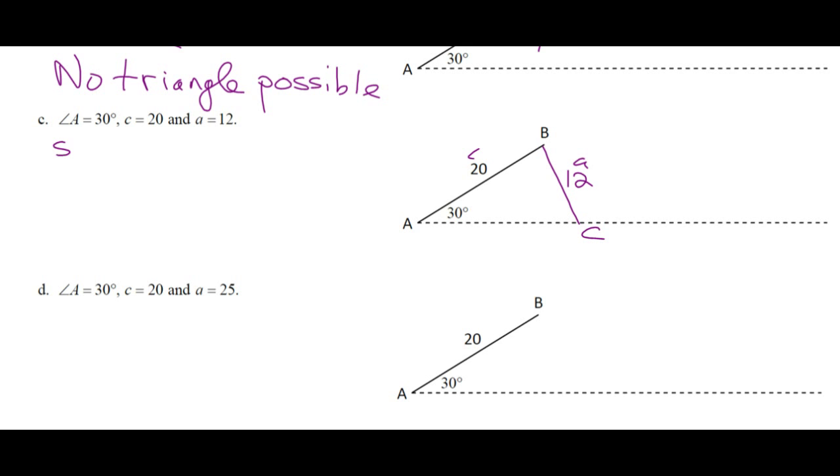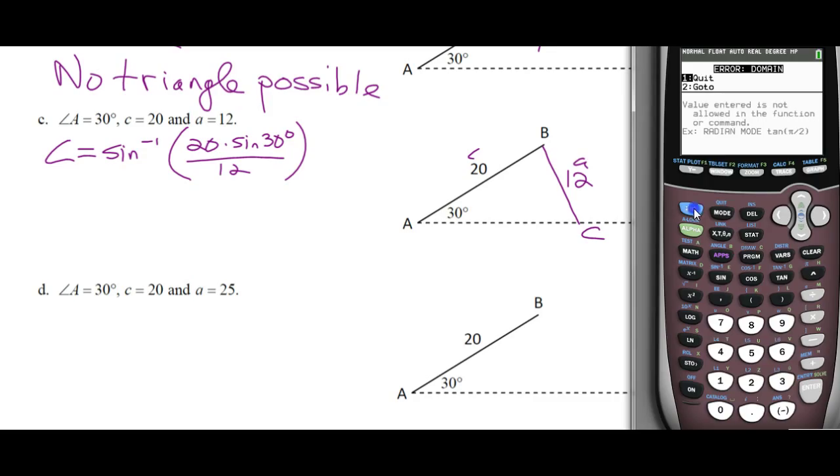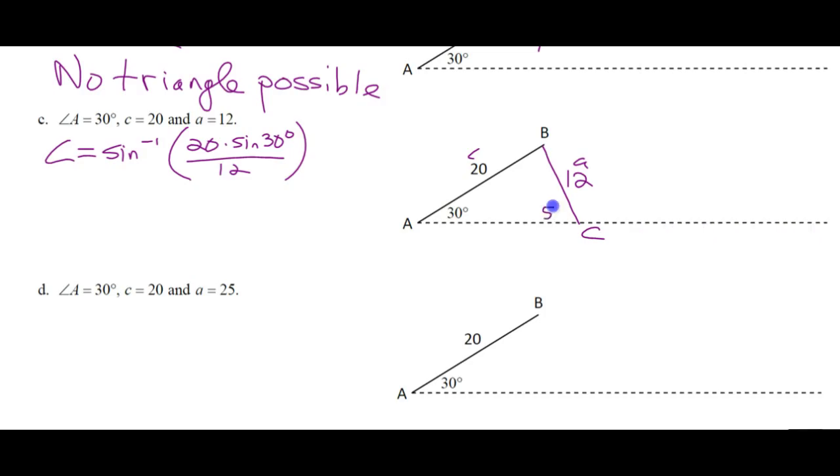We want angle C, so same deal, right? So C is equal to the sine inverse of little c, so 20 times the sine of 30 degrees over 12. I'll do that. Okay, quit. And just bring that in, and I want a 12 here, 12, and 56.4. Okay, seen that number before. So this angle here is 56.4 degrees. So C is equal to 56.4 degrees.